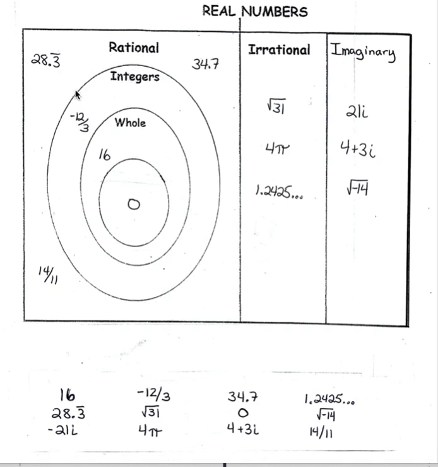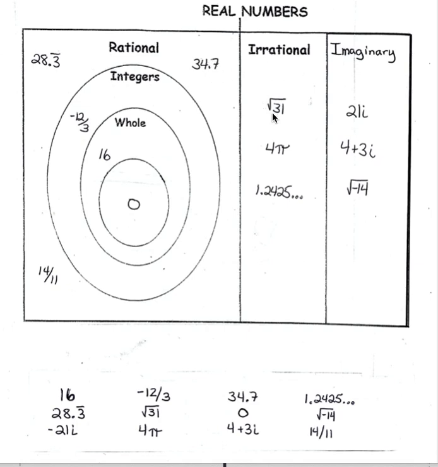We'll get to irrationals in a minute. 14 over 11, any fraction is rational. So 14 over 11 would be rational also. So fractions and decimals that either repeat or terminate are rational numbers.